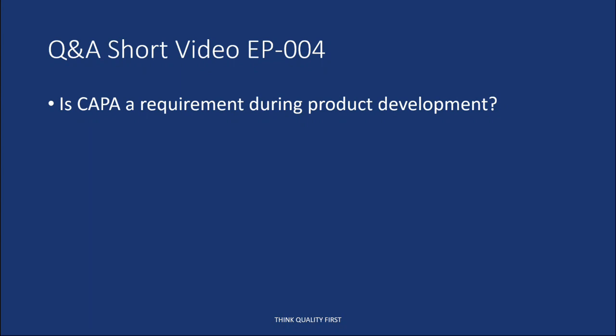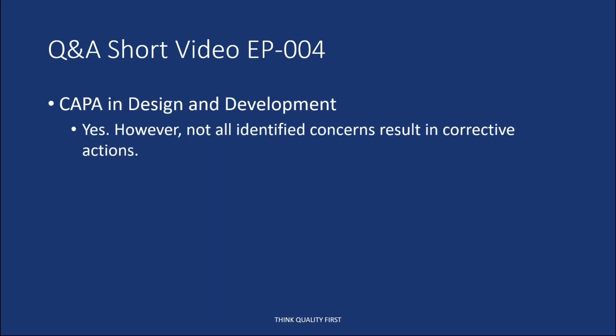One last item to discuss. Is CAPA a requirement during product development? Some companies are resistive to using CAPA in the design and development process when this can be such a great tool for resolving issues and to demonstrate compliance with the regulations. The regulatory answer is yes. CAPA system is a tool applicable to the design and development process. However, big however here, not all identified concerns result in corrective actions.